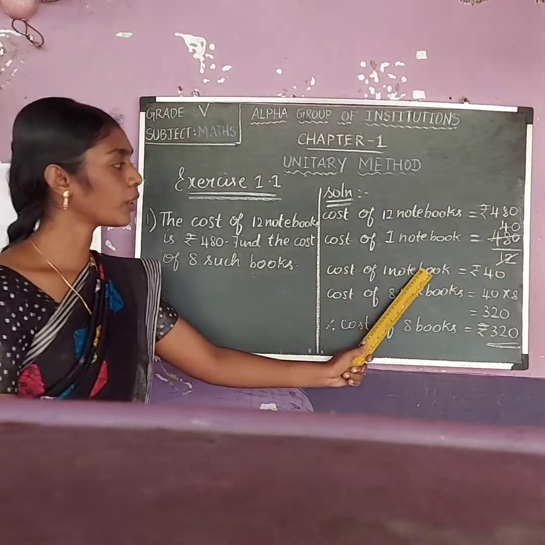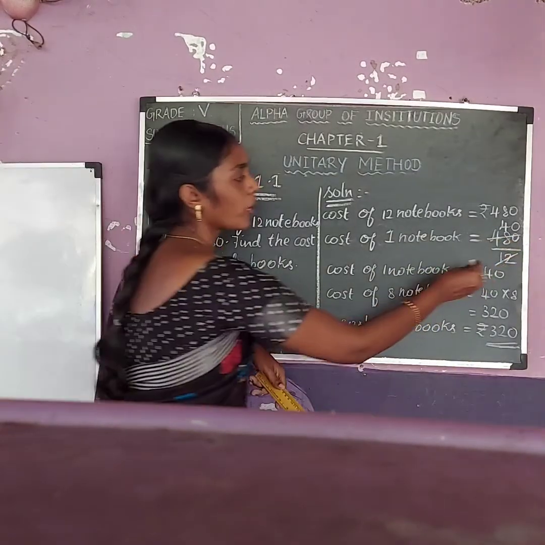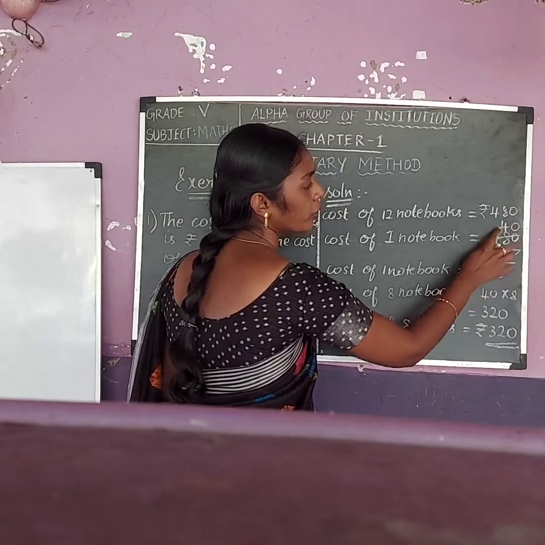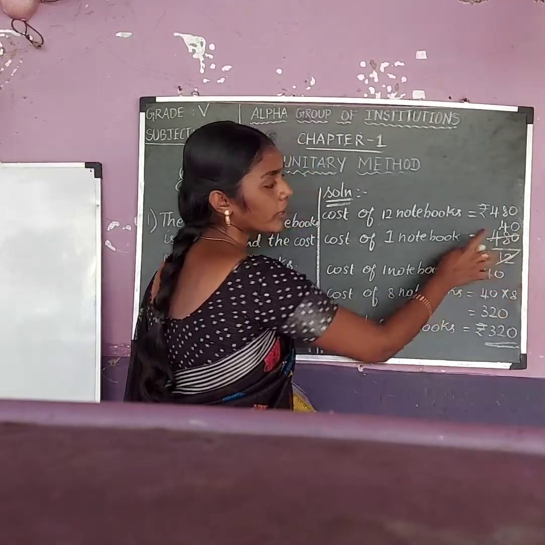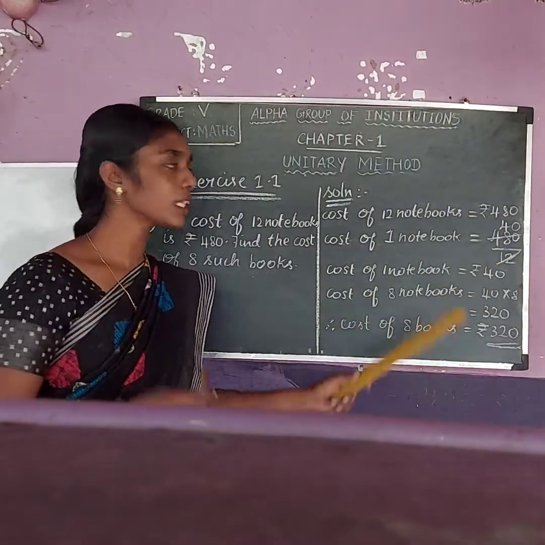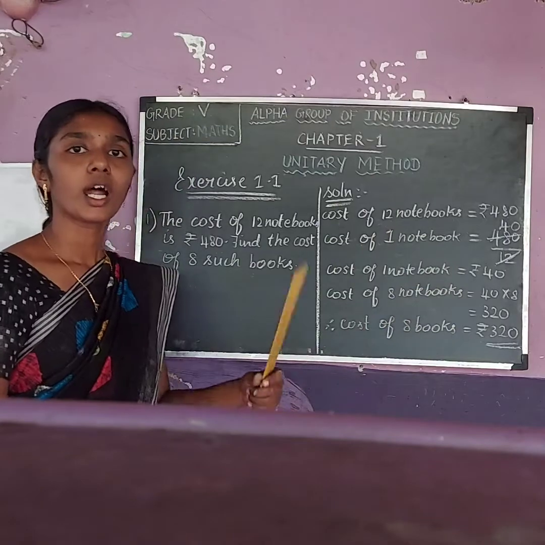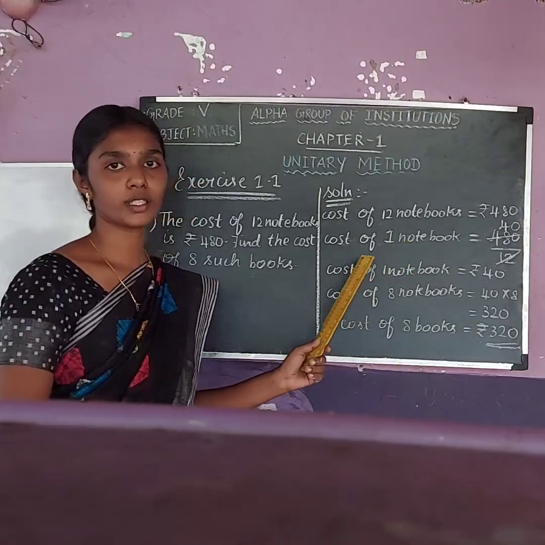So the cost of one notebook is 40, by dividing 480 by 12. See here, 1 12s are 12, 4 12s are 48, 0 12s are 0. So 40 into 12 I will get 480. Like this only you want to cancel. Please solve these kinds of sums in a rough note and then copy it into classwork. Then only you will be clear while doing these sums.